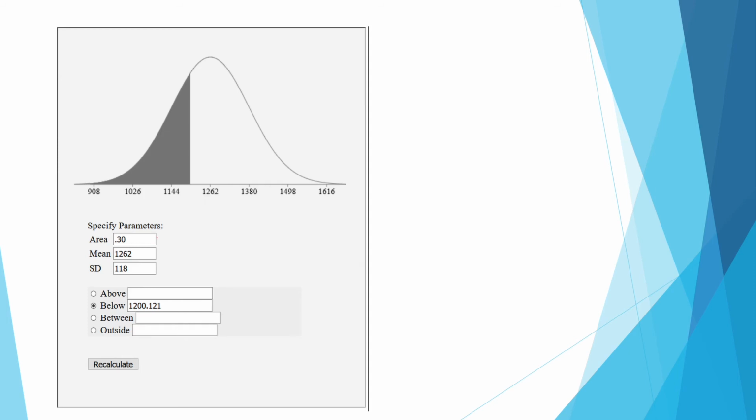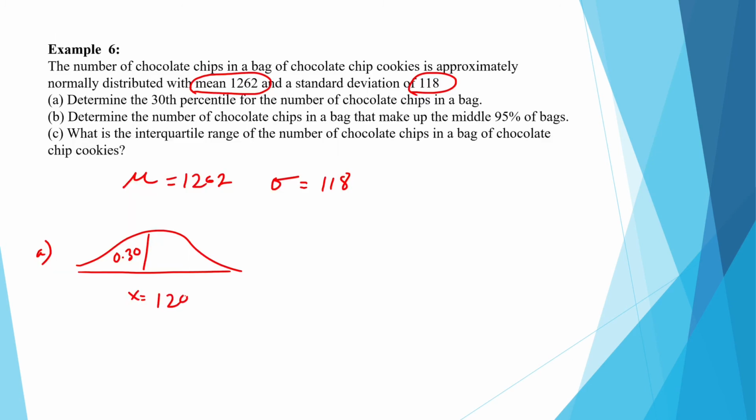I want you to enter the area to the left of 0.30. Enter the mean of 1,262. Enter the standard deviation of 118. Now you want to click the below option because we want to find the 30th percentile, so it's below, and that's our solution, 1,200.121. So we'll just say 1,200. So we have 1,200 chocolate chips that make up the 30th percentile.